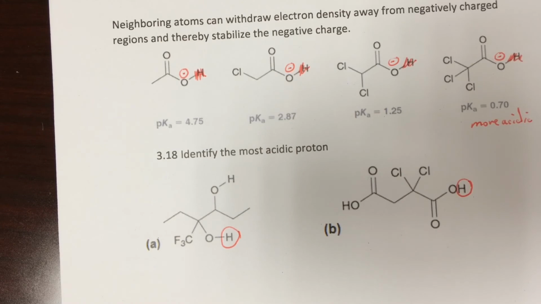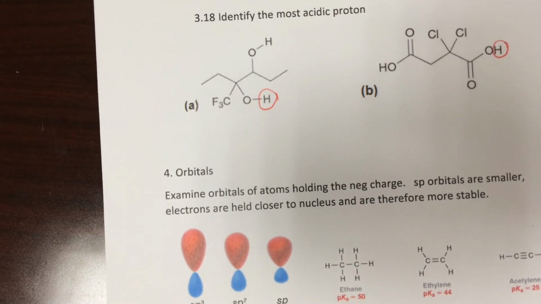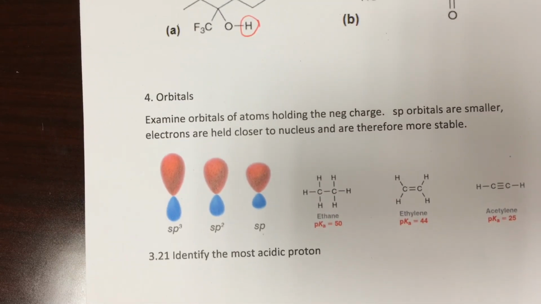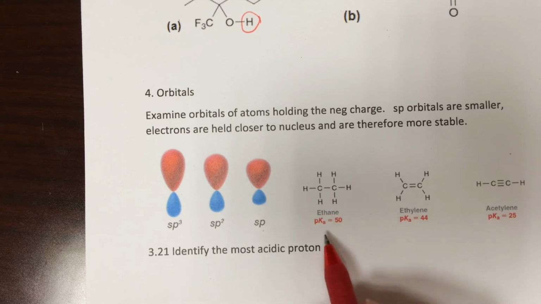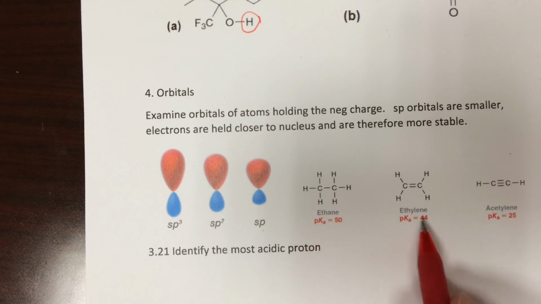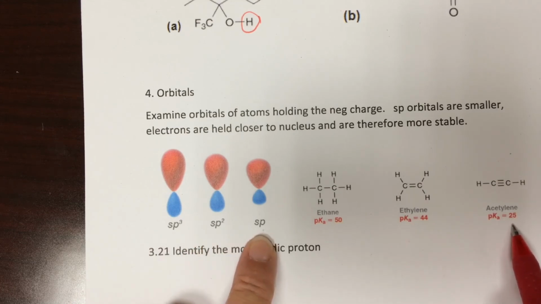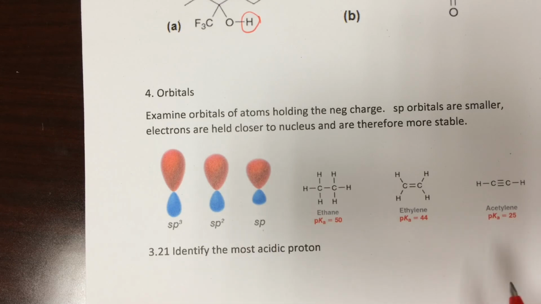Now, the 4th and last one is orbitals. If you examine the orbitals, you'll see that the s orbital is the smallest, and it holds the electrons more tightly. So if we look at the pKa of ethane, it's 50. Of ethene, with the double bond, an sp2, it's 44, but acetylene with an sp orbital has a pKa of 25.